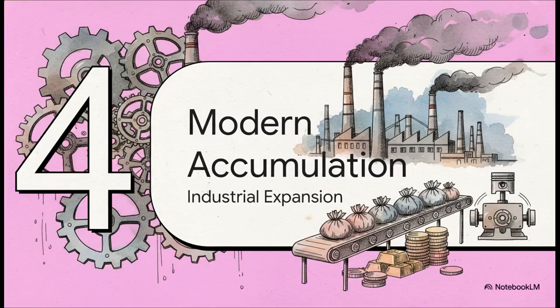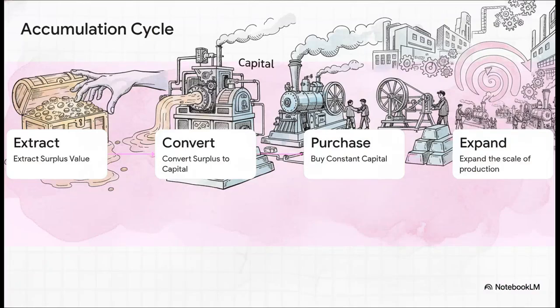Which naturally leads us to ask, what happens when this engine is put into motion on a massive, societal scale? Part 4, Modern Accumulation, Industrial Expansion. The thing is, the system literally cannot stand still. Accumulation isn't just some Scrooge McDuck capitalist hoarding gold coins in a vault. It's a constant, never-ending, cyclical reinvestment.